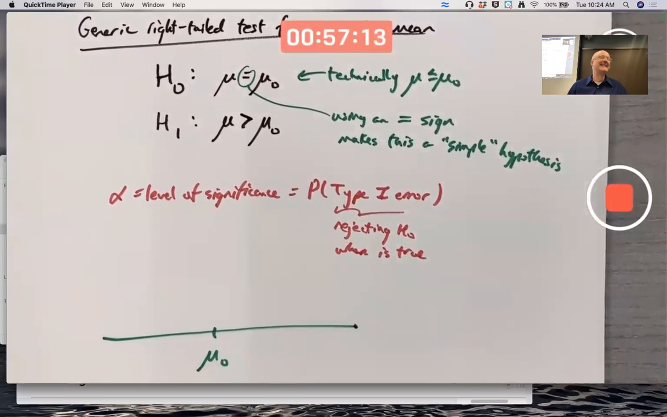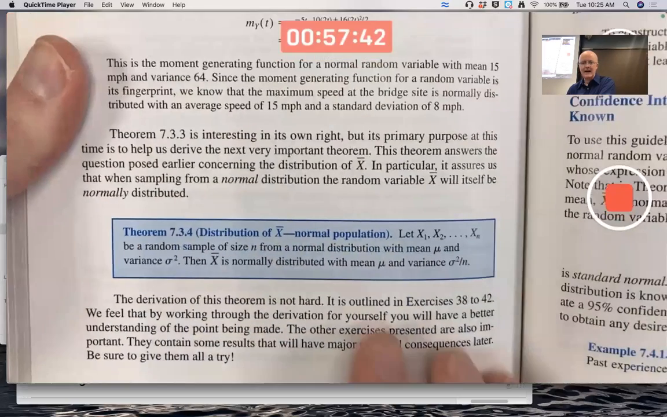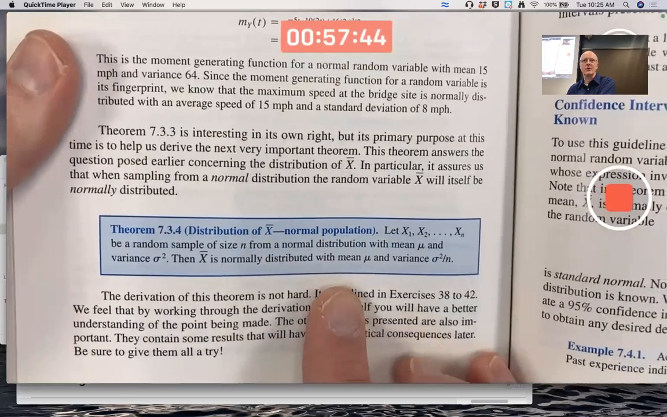Although some extra special theorems apply, that X bar is exactly normal, not just approximately normal, but exactly normal, when your population is normal. That was something sometimes called the Cornerstone Theorem in chapter 7, before the central limit theorem. This is what Dr. Wetzel and I have called the Cornerstone Theorem.